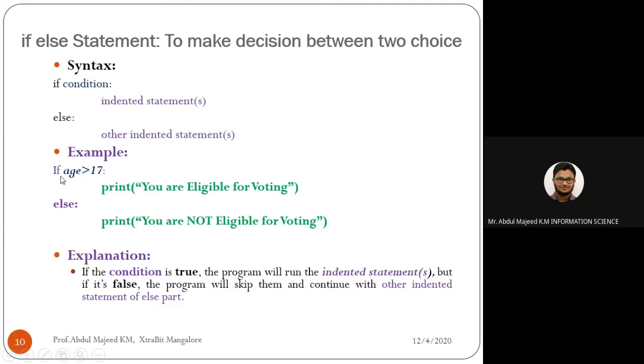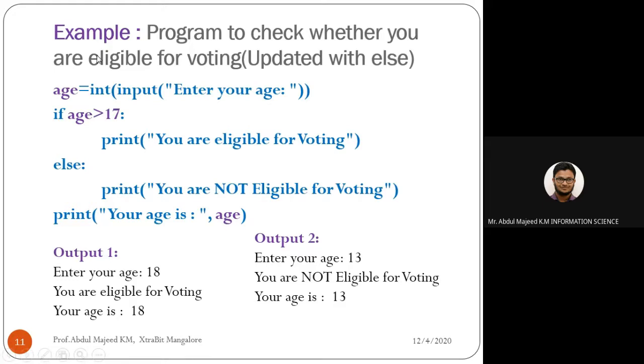Example, you can see here: if age greater than 17, print you are eligible for voting. Else, print you are not eligible for voting. Clear? So if the condition is true, it will execute you are eligible for voting. Otherwise, it will execute you are not eligible for voting. Okay, so you can see one example here. Same program, you are eligible for voting, with the else statement.